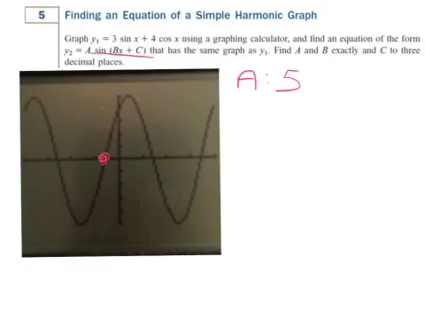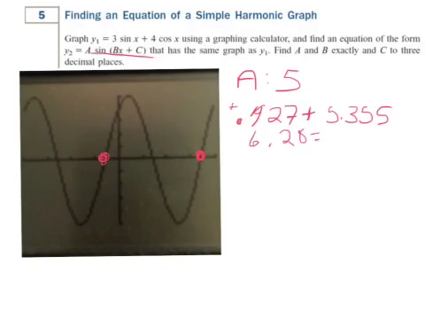This point right here is negative 0.927. I'm just going to tell you that. Then it starts to repeat itself here, so let's find that point. This point right here is 5.355. Don't use the negative. Let's just find the distance. It's about 6.28, which is actually 2 pi. So our period is 2 pi.